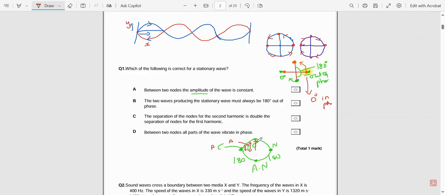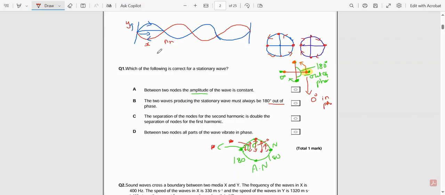This is the maximum displacement. That is another amplitude, right? So the amplitude will be the maximum displacement. But here this is not an amplitude, this is a displacement along the y or x axis. So the amplitude will be maximum at one position only, but in all other positions the maximum displacement will be differing. So it's not constant between the nodes. That is why it should not be the answer. And the second one, the waves producing the stationary wave must always be 180 out of phase. That is also wrong. We need out of phase as well as in phase difference.